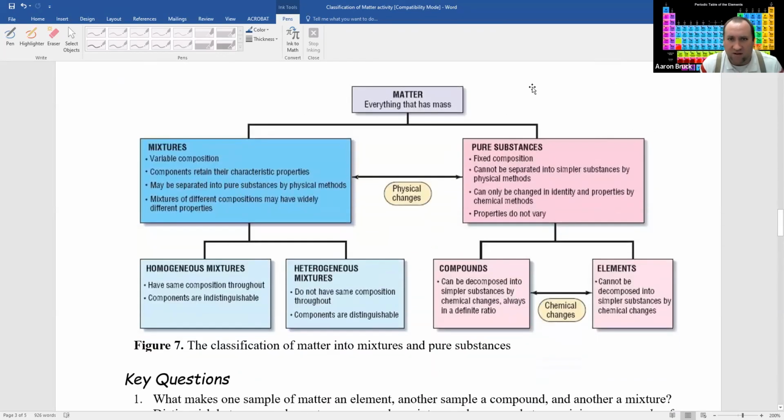And so we can summarize this with figure 7 here. We're going to actually make a flow chart similar to this in lecture tomorrow.